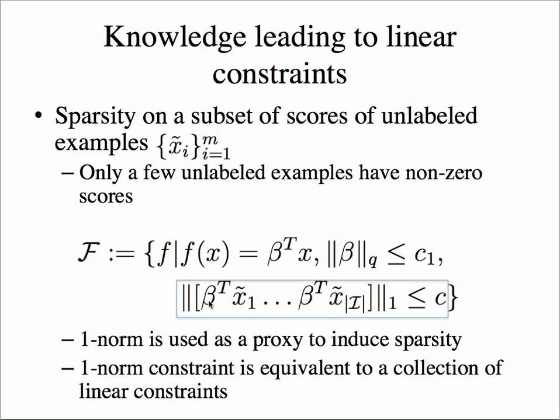The example scores are given by beta transpose x tilde 1 to beta transpose x tilde the size of the subset, and we're imposing a one norm constraint on it. The one norm is used as a proxy to induce sparsity here, and the one norm constraint is actually equivalent to a collection of linear constraints.